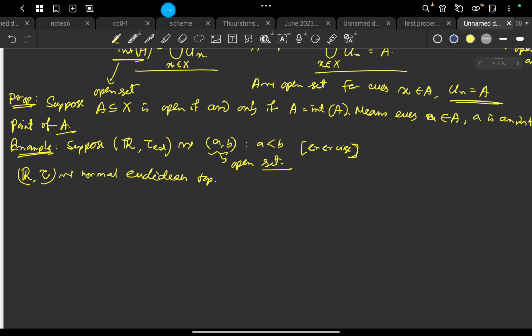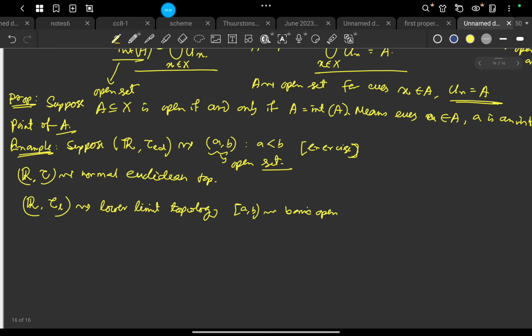Okay, it's a normal Euclidean topological space. So we consider, and also (R, τ_L), this is the lower limit topology. Lower limit topology means the open sets are of the form [a, b), or arbitrary unions of these sets, or finite intersections of these kinds of sets. So these are the basic open sets.